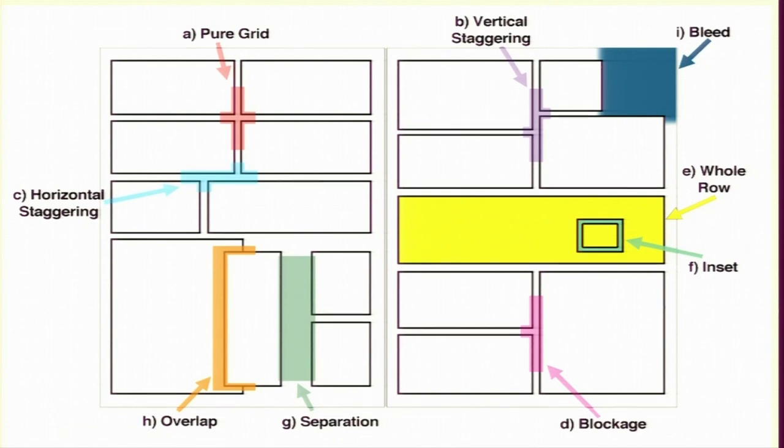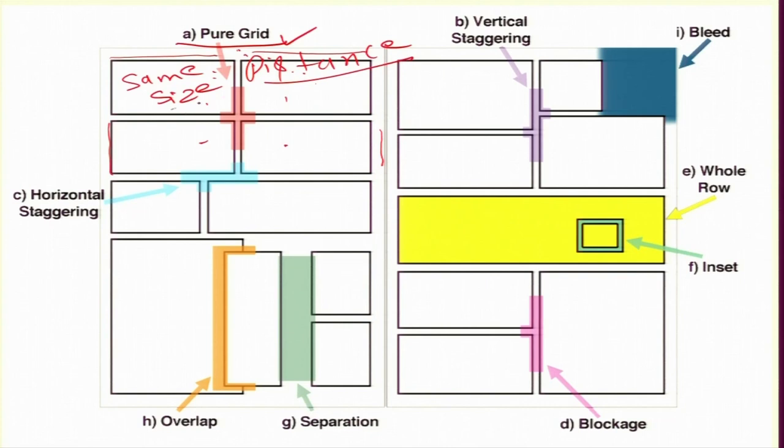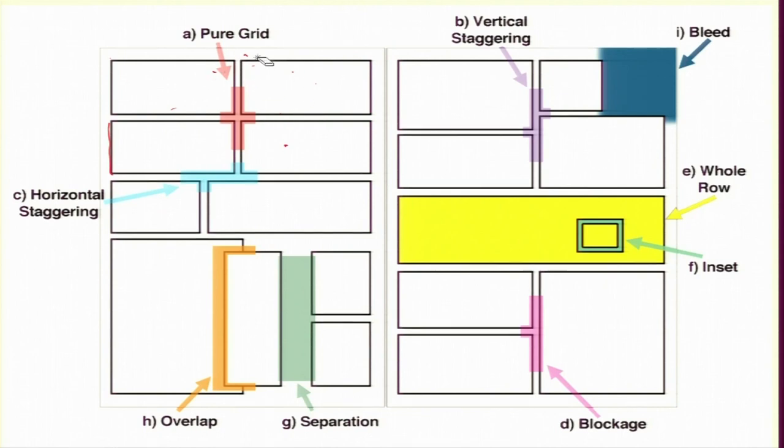So, when we see pure grid, right, this is a pure grid. First thing, we will talk about the pure grid. You see, there is a regular distance between each panel, right? These panels all are of the same size, right? And there is a regular distance, which means the distance between these two panels and these two panels is not very different, it is almost the same. So, this kind of panel layout is called pure grid, right?